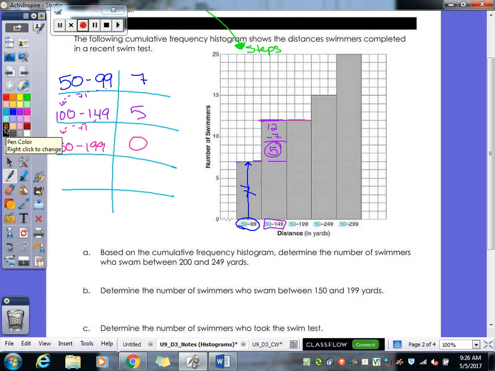What would my next interval be? 2. Very good. So again, this bar goes up to 15, but I have to subtract the 12 from before it. So that means we got 3 new people there. And so then our last one would be what? Very good. That bar goes up to 20. And then you subtract the 15 from before it. So we get 5.